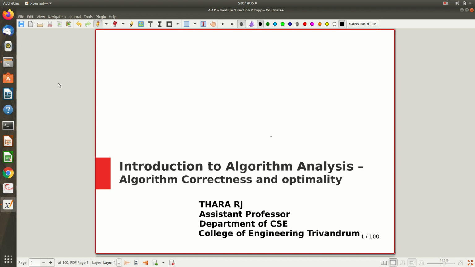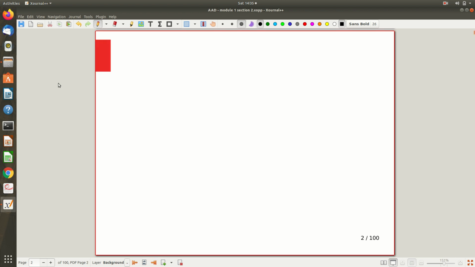So here we will discuss, in the previous video we saw what is basically an algorithm and what are all its characteristics, right? So you got a minimum understanding. Now it's time for us to explore more about algorithms and let's see the terminology, that is correctness and optimality. Okay, so let me start with an example.